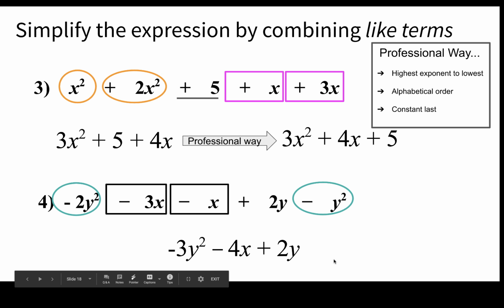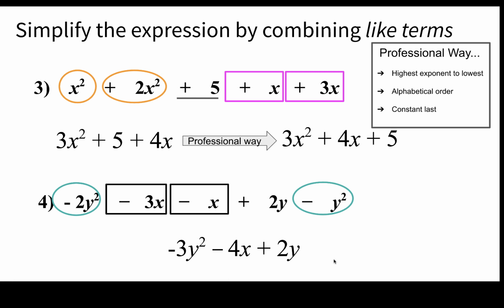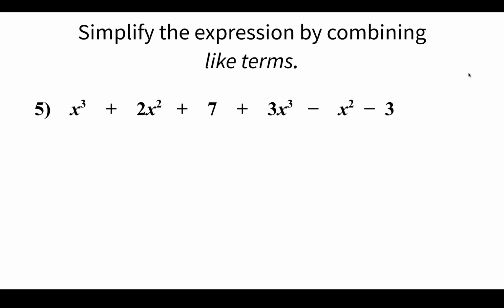Any question you have about the simplified expression for number 4, go ahead and write it in the left-hand column. Problem 5, we're going to simplify the expression by combining like terms. Write it down. We have x cubed plus 2x squared plus 7 plus 3x cubed minus x squared minus 3.